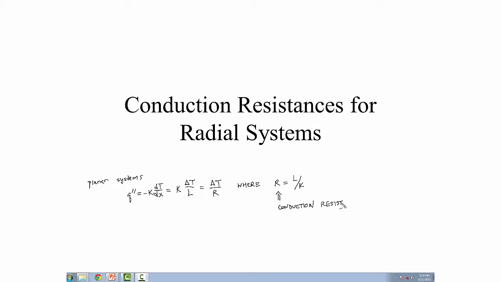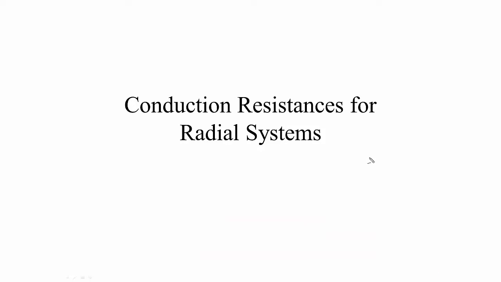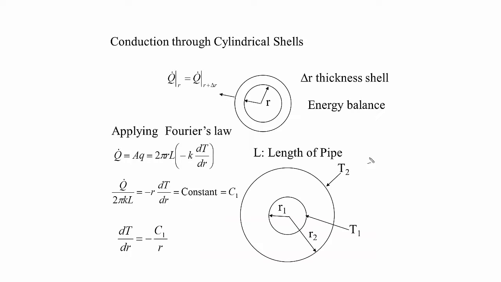We want to do the same kind of analysis for radial systems. These radial systems are either cylindrical systems, as you might see in pipes and tubes, or spherical shells. All right, so we're going to first talk about cylindrical shells, and I said that these cylindrical shells could be pipes and tubes. So we're really focusing on pipes and tubes as our system.